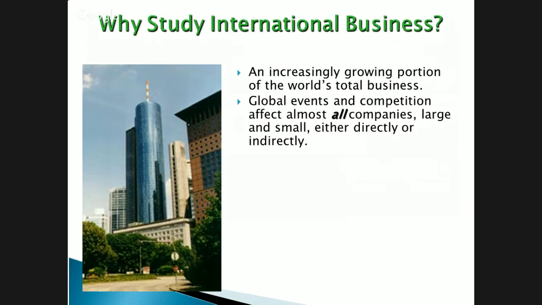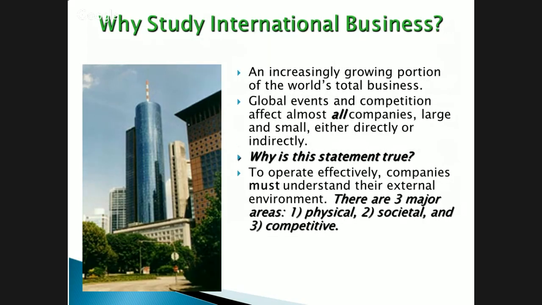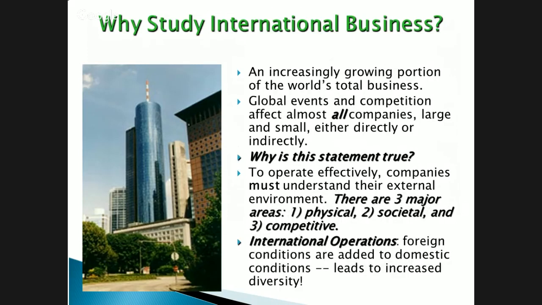Global events and competition affect almost all companies, large and small, either directly or indirectly. So that means prices of goods purchased overseas, cheaper resources, cheaper labor costs. Directly or indirectly, all companies at this point are pretty well affected by international business. To operate effectively, companies must understand their external environment. So there's three major areas: physical, societal, and competitive. And then in international operations, foreign conditions are added to domestic conditions, which leads to increased diversity.